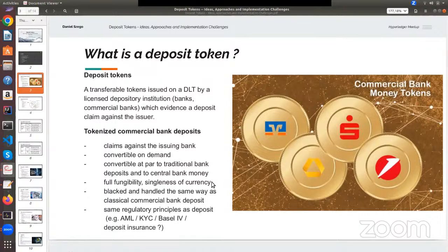I mean, even with CBDCs, it's a difficult question how we can provide full fungibility. But the idea is basically that deposit tokens act as money, as a single money, which is equal to all other forms of money. Again, if that is realistic or not, that's a very good question. What's important is that it's backed and handled the same way as classical commercial bank deposits. So basically it means such deposit tokens should be regulated the same way, or more or less the same way, as commercial bank deposits.